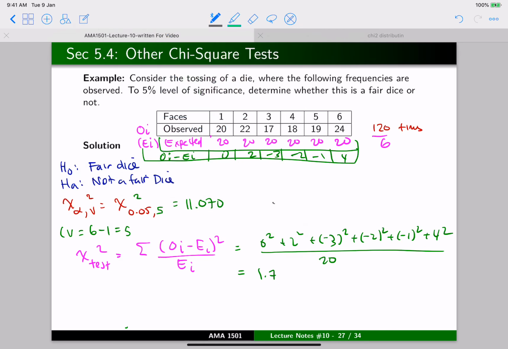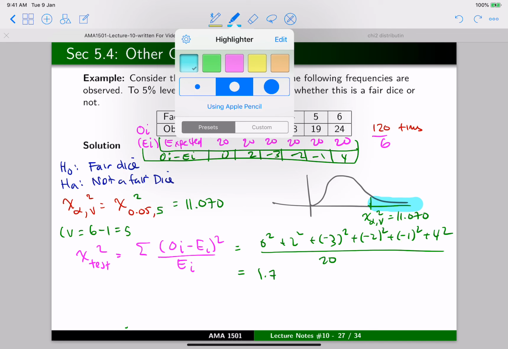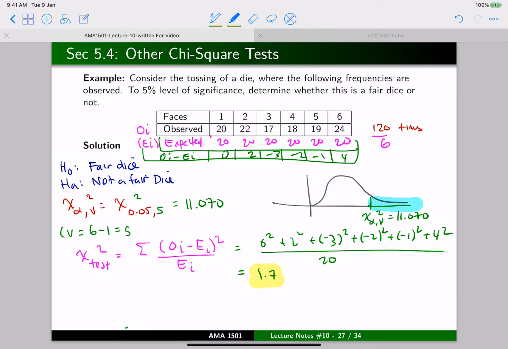Pictorially, what's going on is, this is the chi-square distribution, and this is 11.070. If the test statistic falls inside this region, then we reject H naught. But look, our chi-square test statistic is right here, 1.7.